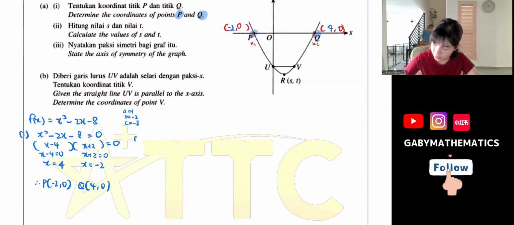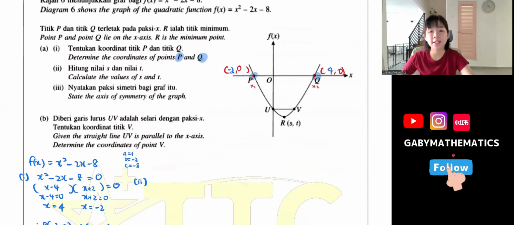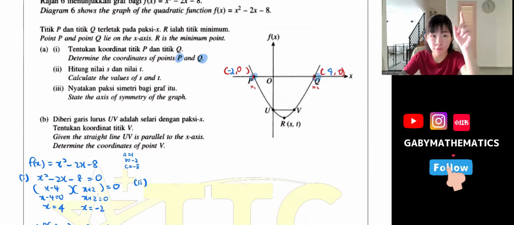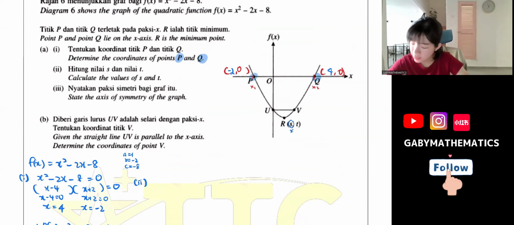Okay, this is number 1. Okay, number 2. How to find the value of S and T? The S and T are the x coordinate and y coordinate of the minimum point. Now, the minimum point is the lowest point and it's definitely in the middle of this happy face, this curved graph. So I want to find this x, which is S.